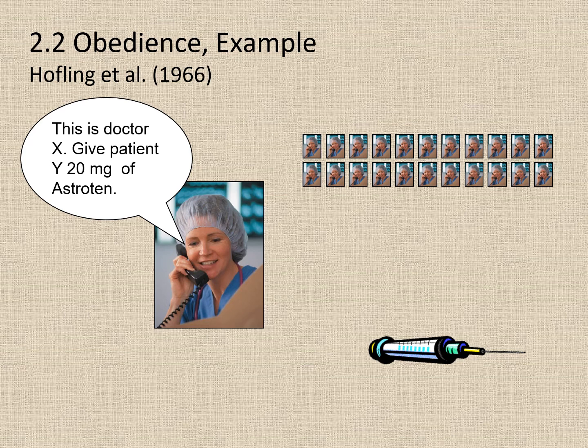And nurses, they have a list of what medication they can give out. Not every nurse can give out any medication. There are rules about this. And because astroten doesn't exist, of course it's not on their list. They can't give out astroten. 20 milligrams. What happens?